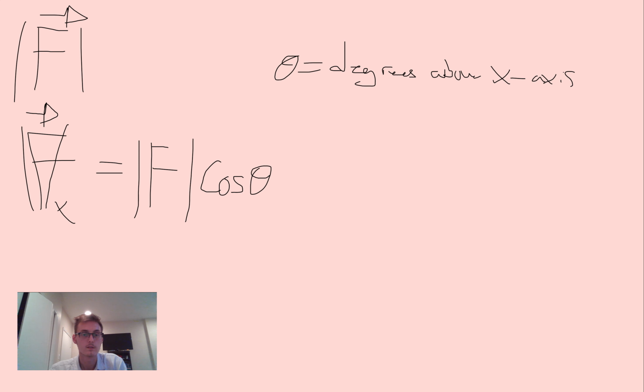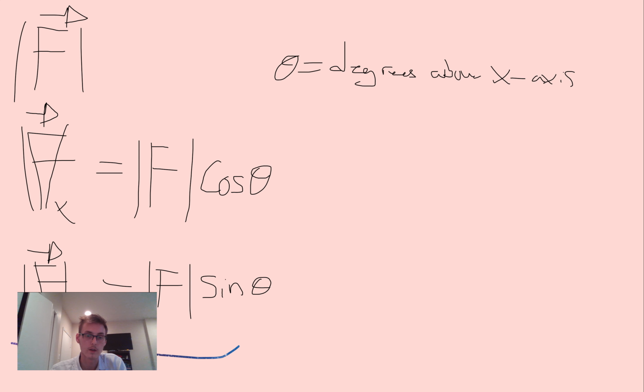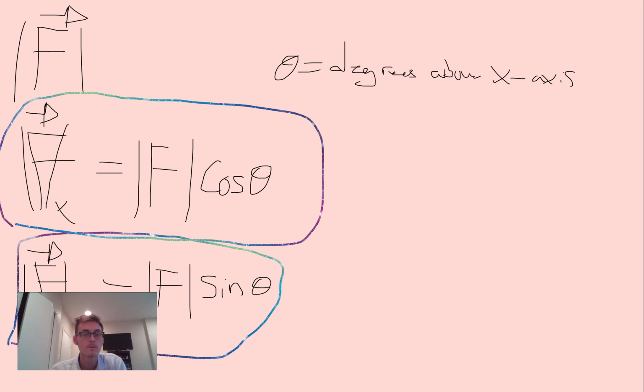Our x component is the magnitude of f times cosine of theta, and our y component is going to be the magnitude of vector f times sine of theta. So this is the general format for finding your x and y components. Here's y, here's x, and this is for a single vector.